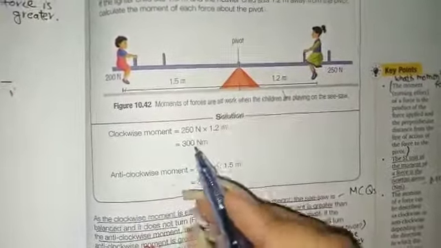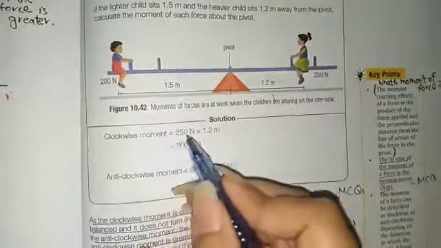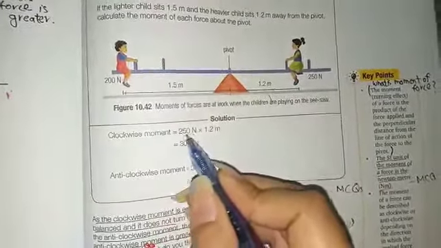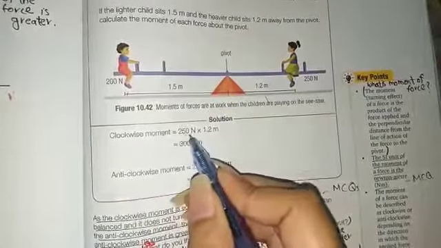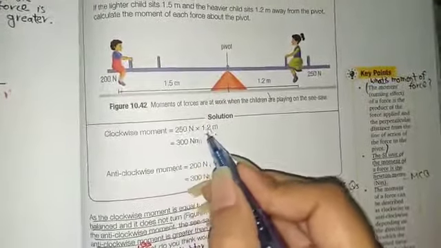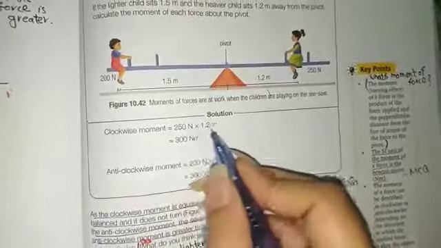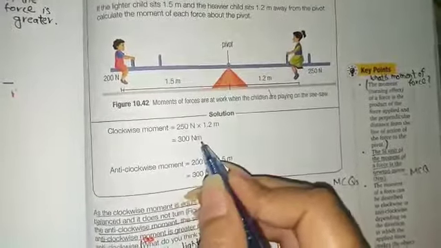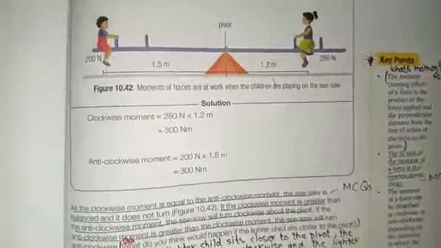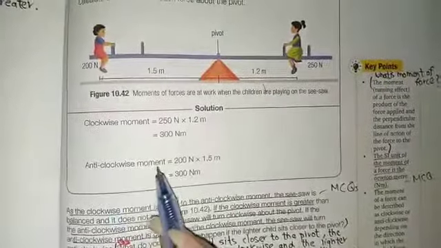Now class, here the value of the force in the clockwise moment is 250 Newtons, that represents the weight of the heavy child, and here we will put the value of the distance, that is 1.2 meters. So class, here the answer comes to 300 Newton meters. Now class, we can calculate the anti-clockwise moment.